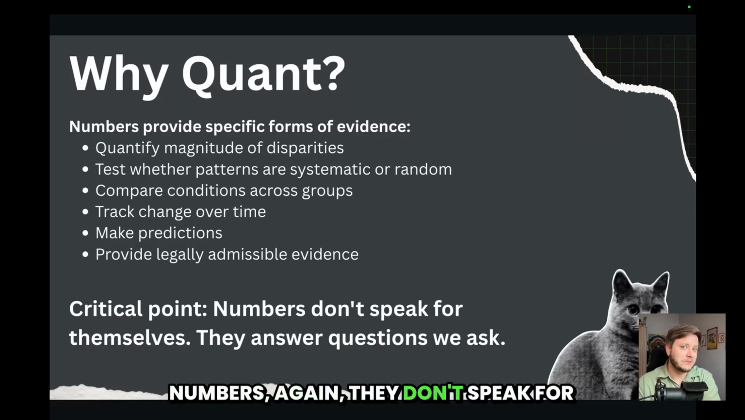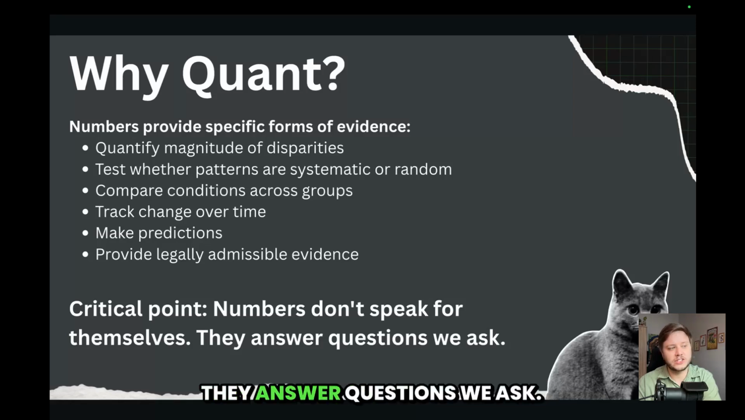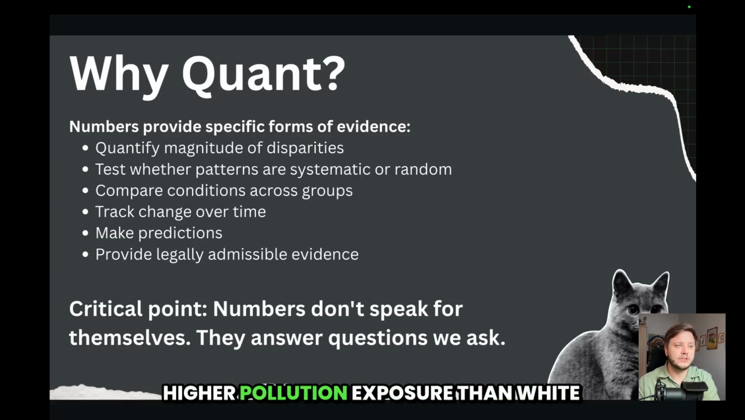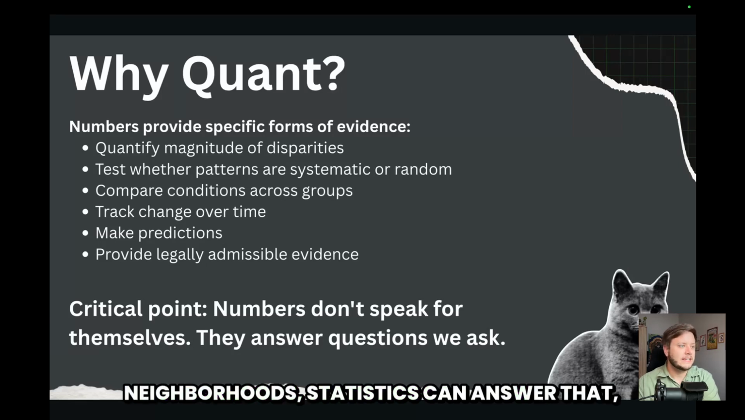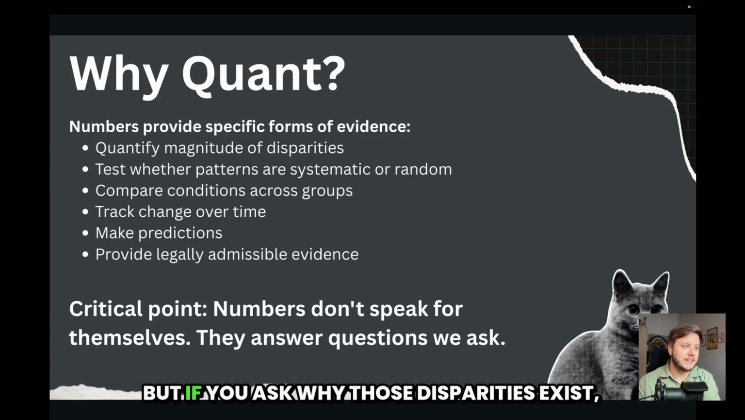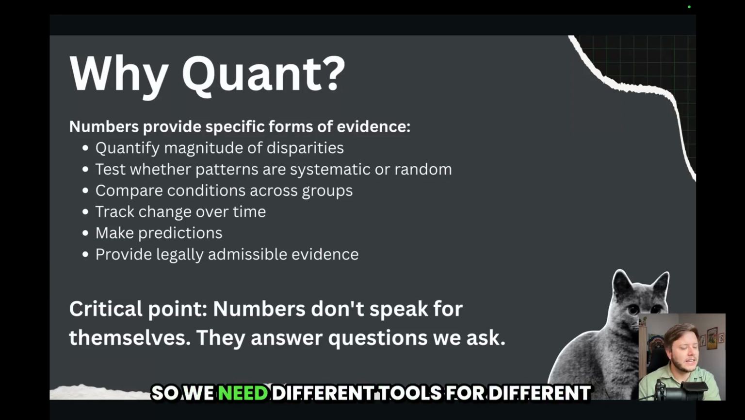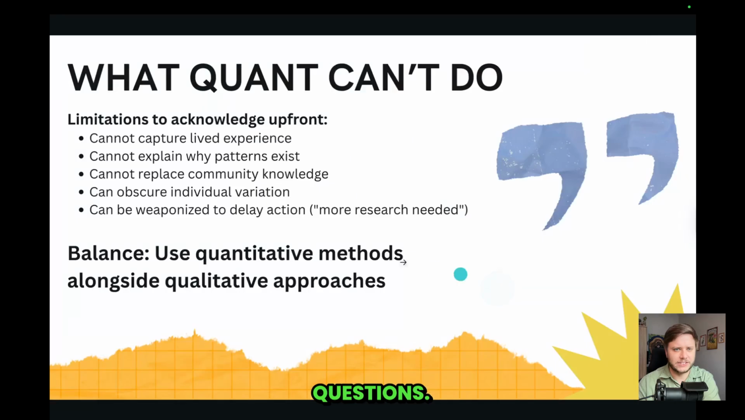Numbers, again, they don't speak for themselves. You might have heard that, but I disagree, right? They answer questions we ask. If you ask whether Black neighborhoods have higher pollution exposure than white neighborhoods, statistics can answer that, right? But if you ask why those disparities exist, statistics alone can't answer that, right? So we need different tools for different questions.